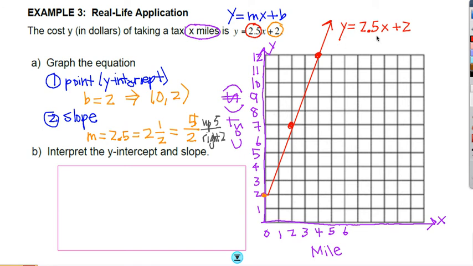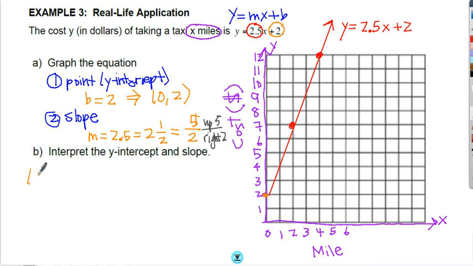Alright, so I have y equals 2.5x plus 2 graphed on this xy coordinate plane. So I'm done with part A. Now part B says to interpret the y-intercept and the slope. Interpret means to explain what it means. So we need to explain what 0 comma 2 means, and we need to explain what the 5 over 2 slope means in this problem. I need to explain both the slope and the y-intercept.